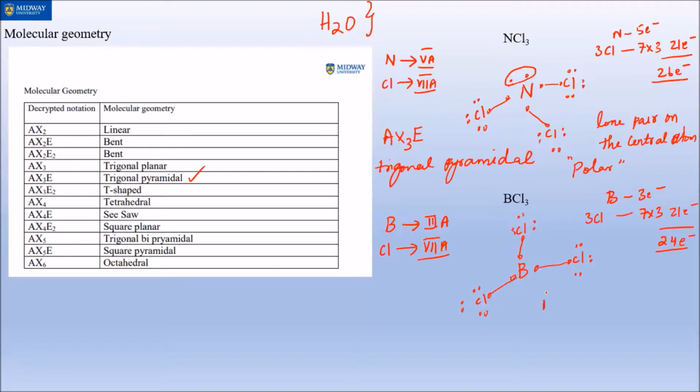Well, we have 1 central atom, 3 outer atoms. There are no electrons left on the boron. We used them all up. There's no pair or electron left. So this is AX3, which is trigonal planar, and you predicted right. Is this polar or nonpolar? The answer is nonpolar. There you go.